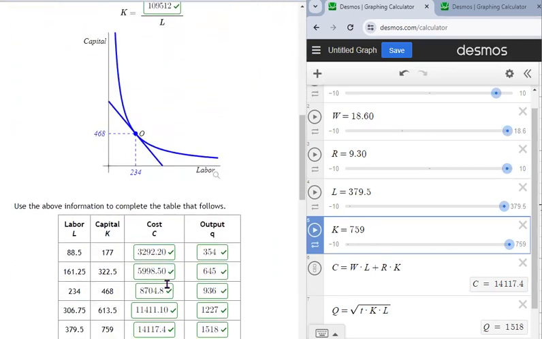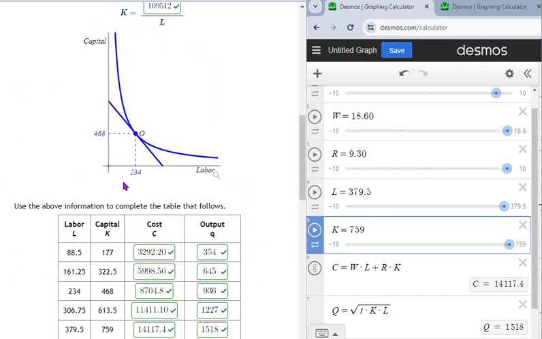So now we can erase all of the other isoquants and erase all of the other isocost lines, right? And we have our original optimal solution here, right? With labor being 234 hours and capital being 468 units, right?